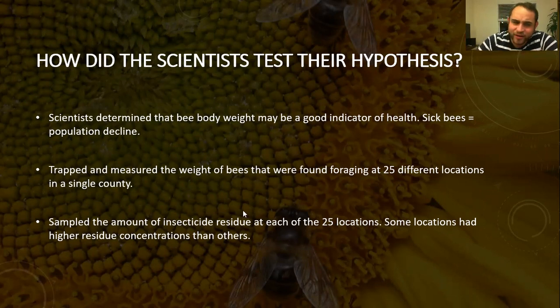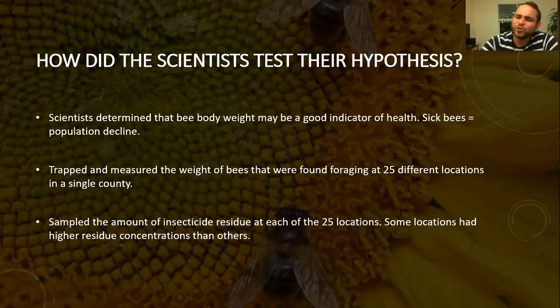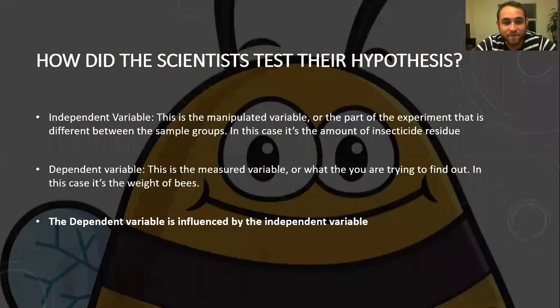And of course, you're going to have a series of steps here, like determining the body weight. They trapped and measured the bees at different locations. They sampled the amount of insecticide. So they are going to be working with different elements of the experiment. They're going to be manipulating different things, and the things that they manipulate, and the things that react to that manipulation, are called variables. We have a lot of variables, more than two. Usually at an undergrad level, we teach 2 to 3, like independent variable, dependent variable, and the control variable, or the control group. For now, don't worry about it.